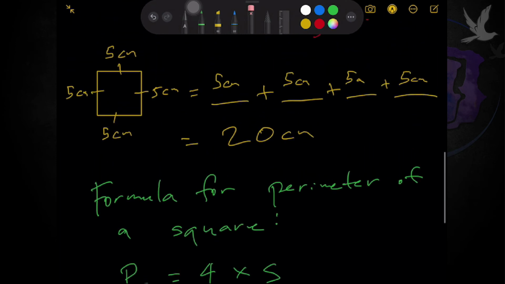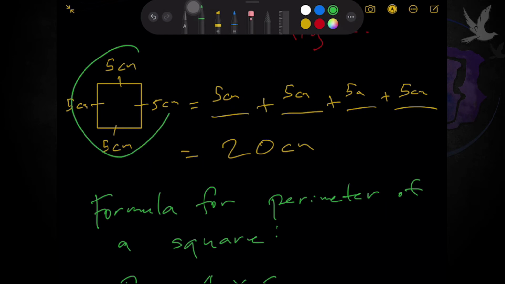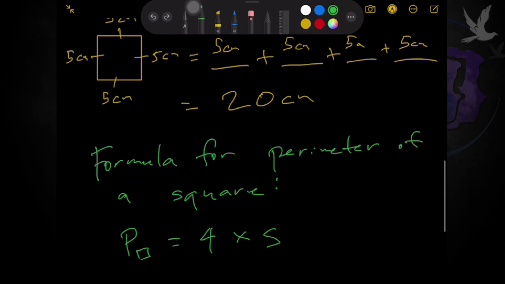So, let's take the example given dito sa taas. Ito. Let's take that for example and let's see if we'll be able to get the correct answer as 20 centimeters din. Okay, cm.